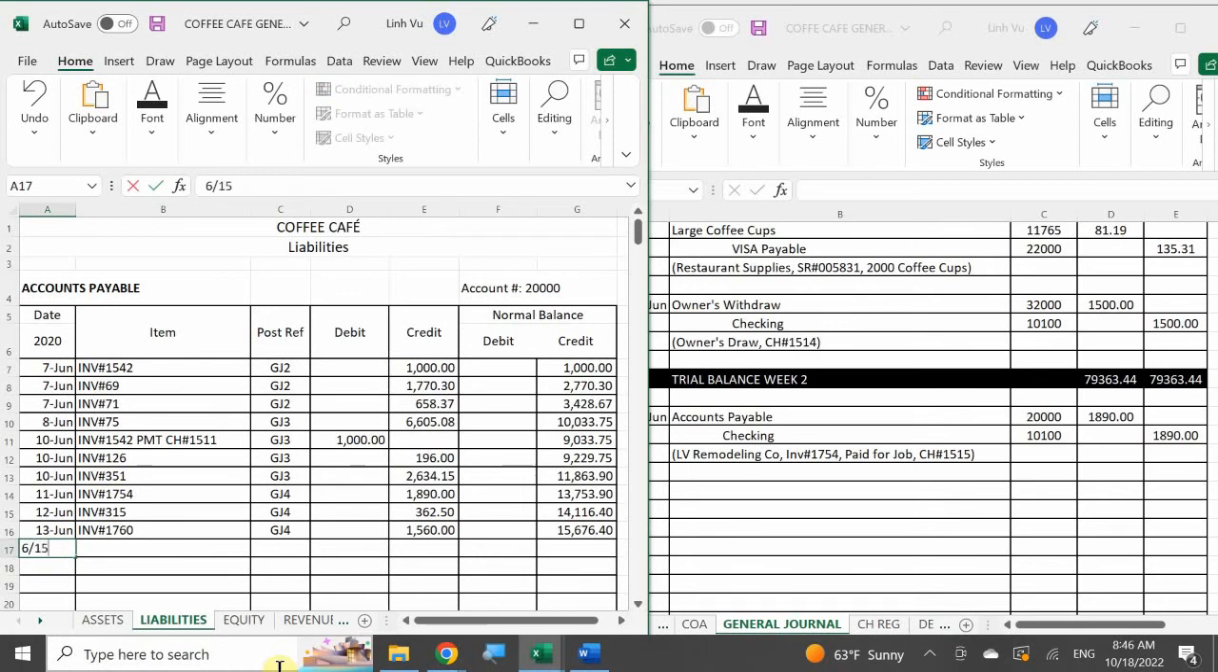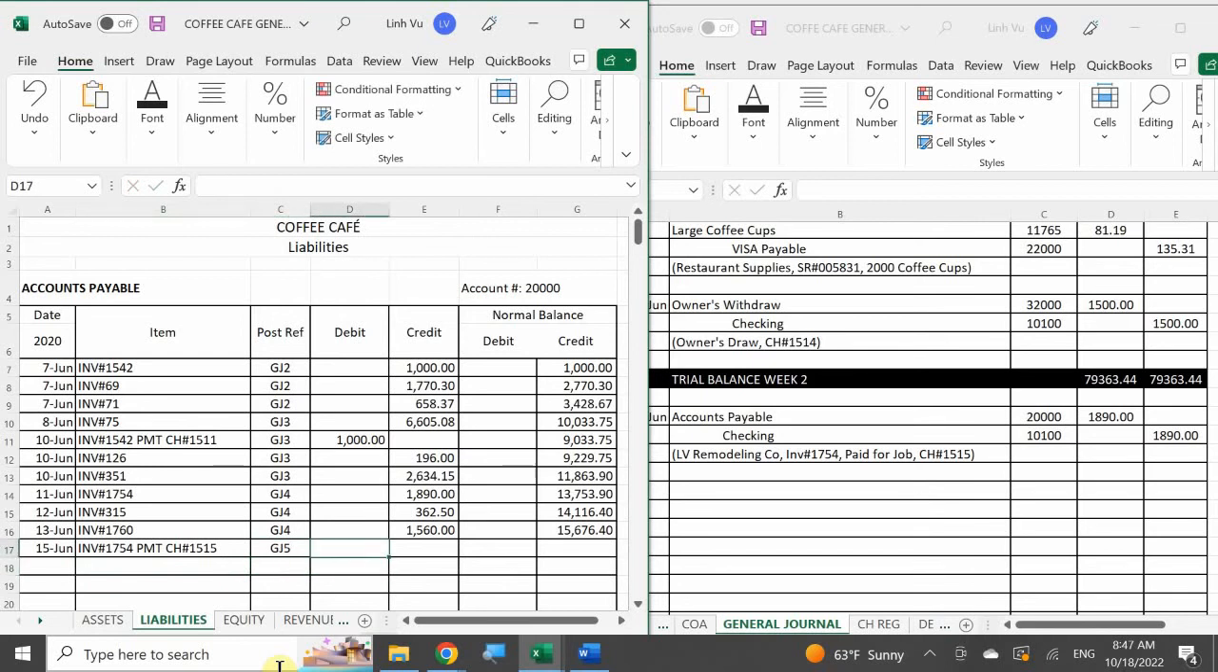It is the 15. What do you want to say here? Invoice number 1754. General ledger 5. I want to also put a little extra information, because that looks like I'm entering in a bill. Maybe I want to say that I made a payment and the proof of the payment was check number 1515. General journal page 5.